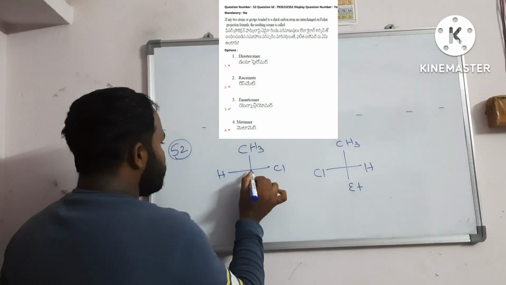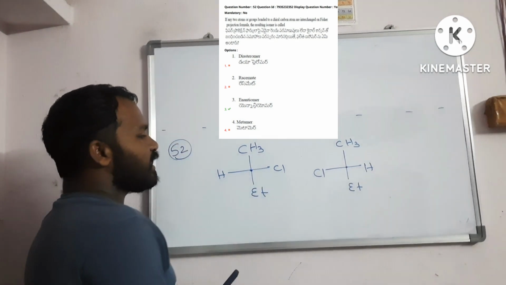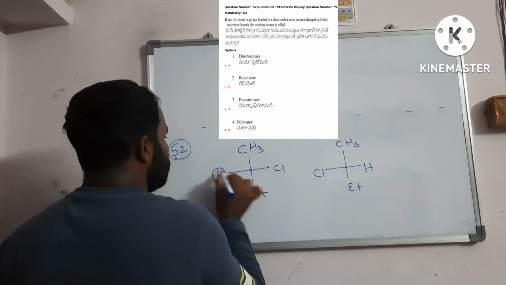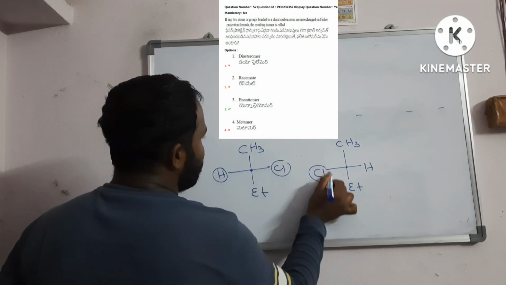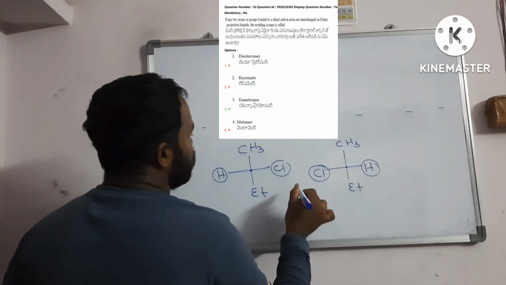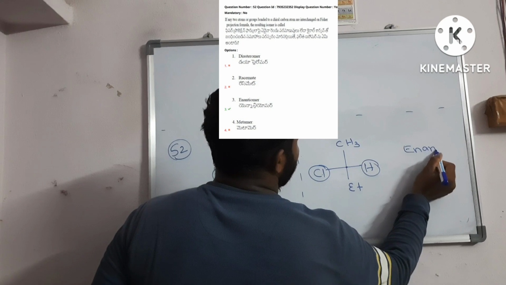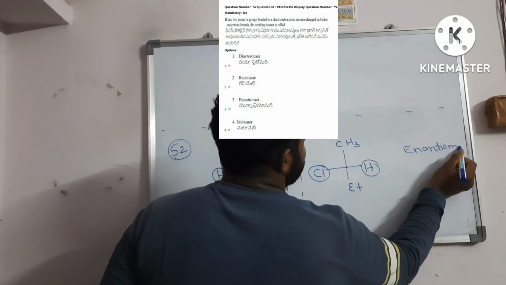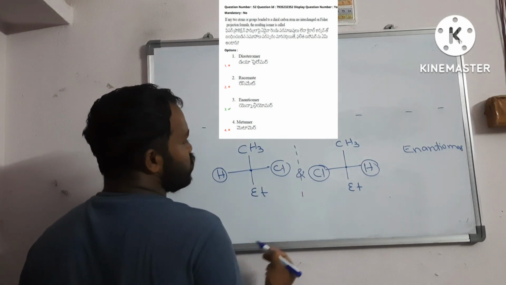So this is called a chiral molecule containing a single chiral carbon. This is hydrogen, this is a chloride. If you interchange these two, what happens? Chloride and hydrogen are exchanged. So these are called enantiomers. Just remember, these two are the enantiomers.